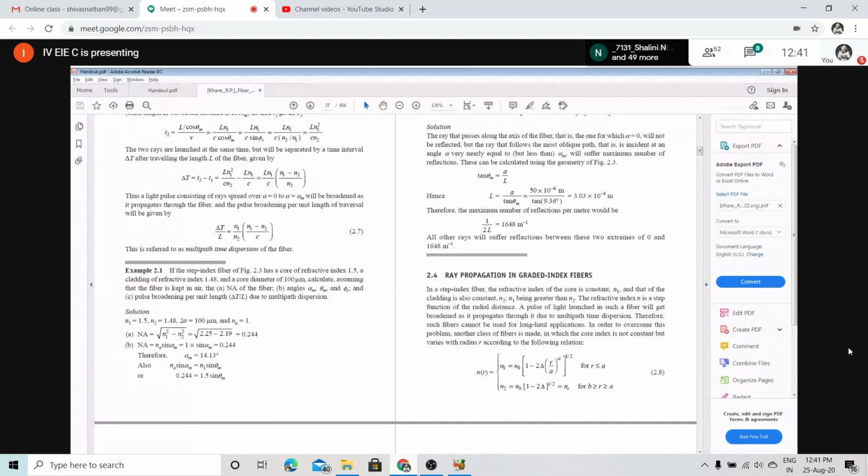What is n0? It is the maximum refractive index. So n0 is nothing but the maximum refractive index. Is that clear? Okay.